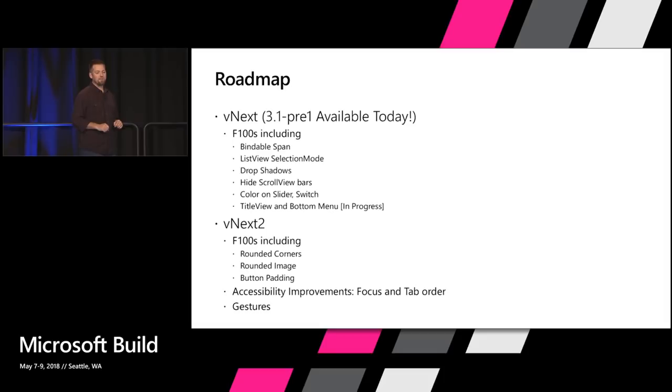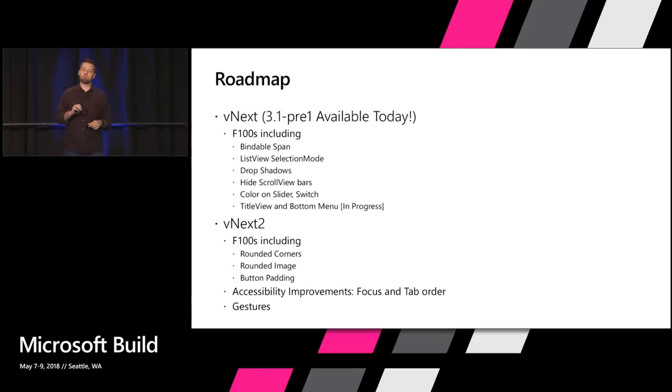Some of the really cool stuff, things that are in 3.1 pre-1 available today, so you don't just get 3.0 stable, you get 3.1 pre. Isn't that cool? Right on. So a lot of great community work is represented here in these F100s. The bindable span, the list view selection mode, drop shadows is in there. Who all wants drop shadows on everything? I did. I actually, when I was building the app, I was like, I really wish I could use 3.1 because it gets 3.0 and all the cool stuff. So very nice things in there, hiding scroll view, etc.